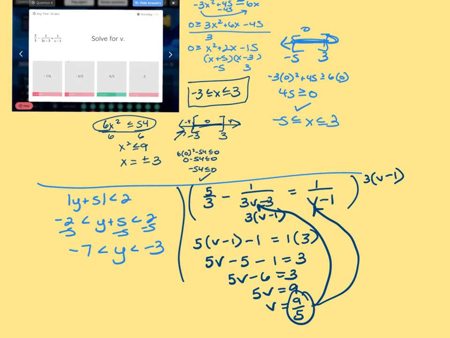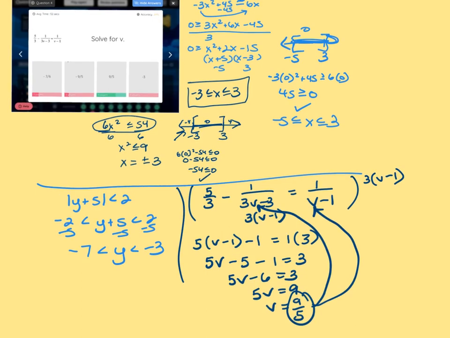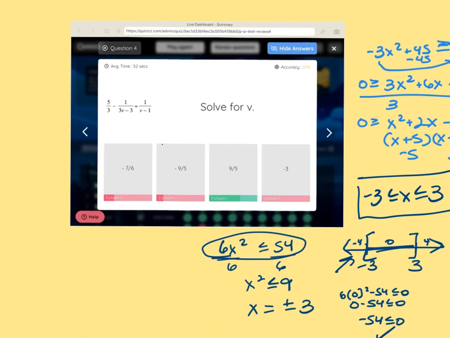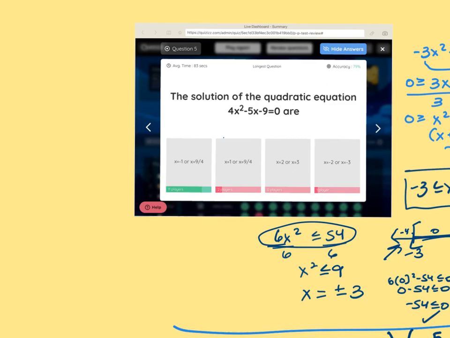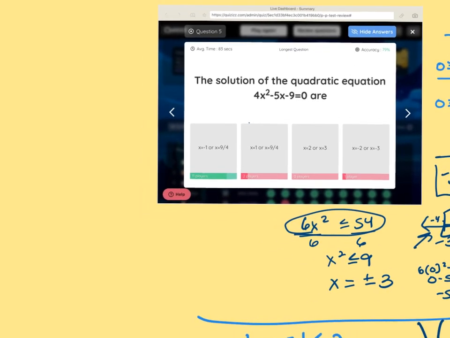Questions on that one? Okay, remember fractions, you want to check your answers. Okay, quadratic equation here. So you want to plug this into the quadratic formula.